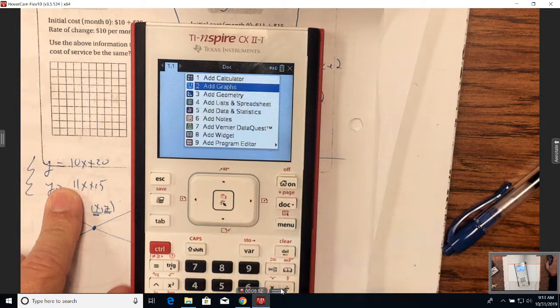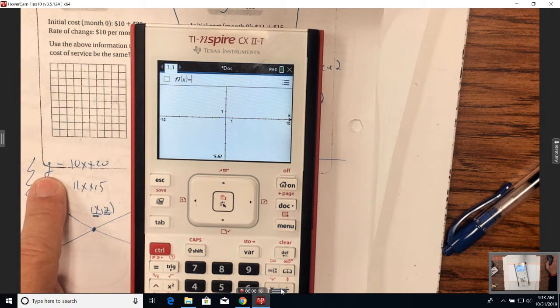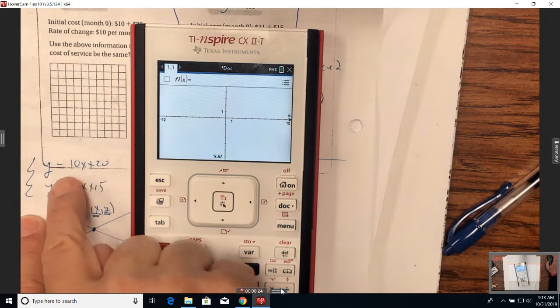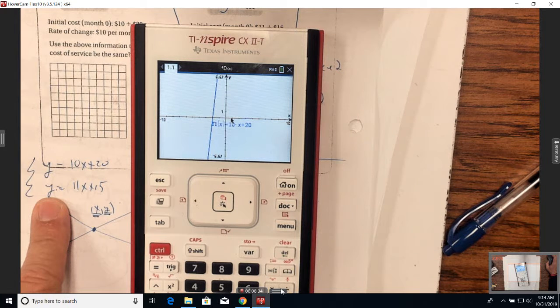So I have to add a graph. Two graphs on the same coordinate plane is what I'm trying to do. I can leave this in function notation. Why do I not change this to relation notation here? They're both in slope-intercept forms. So that's the same thing as y is equal to 10x plus what? 20. And there's the cost function.